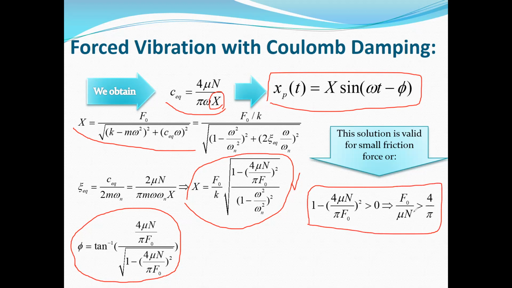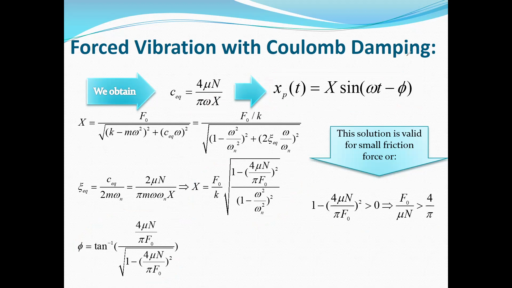Under these conditions, when F naught to mu N is more than 4 divided by pi, we can approximate the response in this form. Any question? Is it clear? No questions so far? Okay.